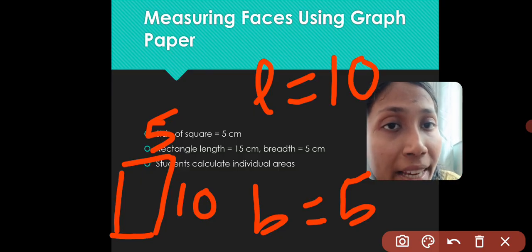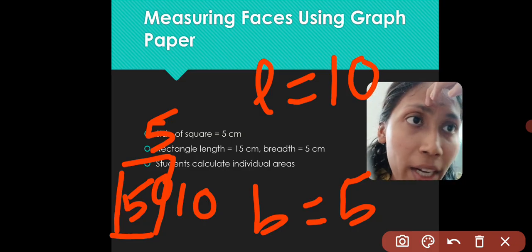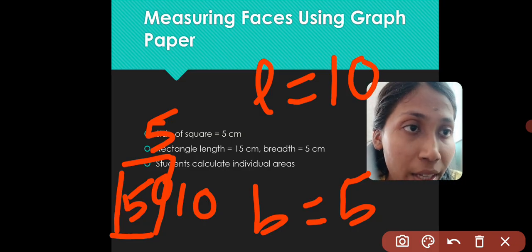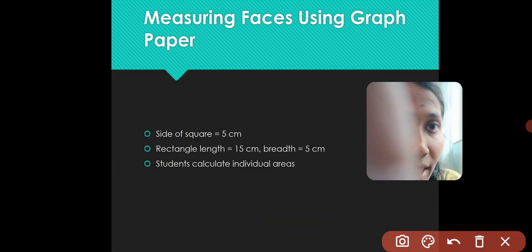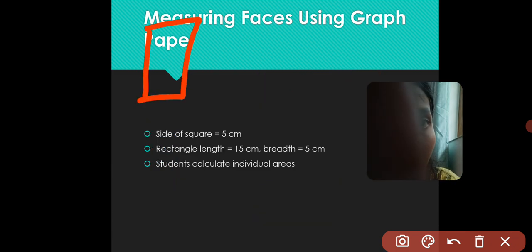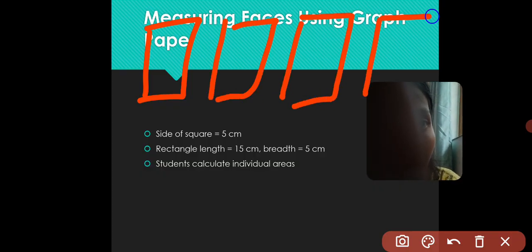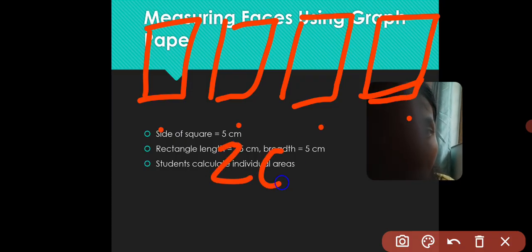So what will be the area? 50. Length into breadth is the formula to find the area of a rectangle. So one rectangle is 50. There are 4 such rectangles. So the total area of these 4 rectangles will be 50 plus 50 plus 50 plus 50. That is 200.